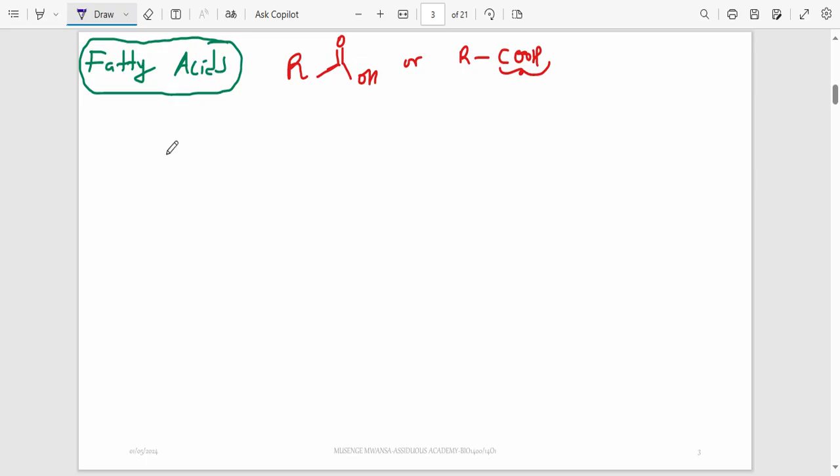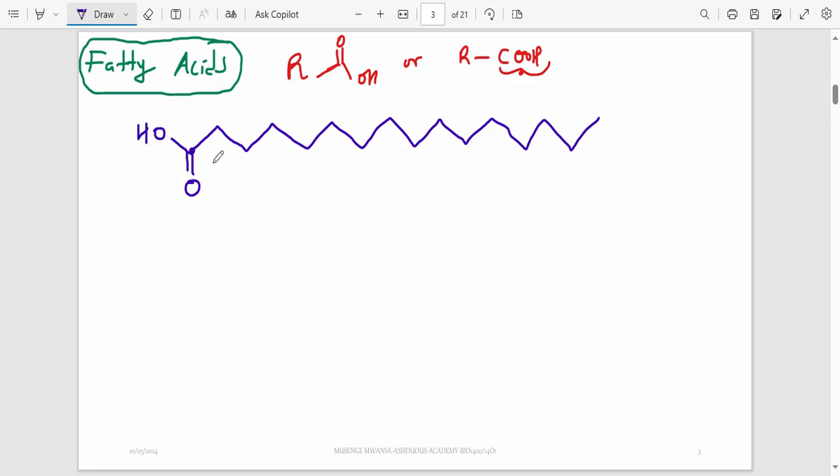Now, fatty acids, you can have them like this. Look at this. I'm writing a carbon chain. This is carbon number 1, 2, 3, 4, 5, 6, 7, 8, 9, 10, 11, 12, 13, 14, 15, 16. So at the end, look at what we have. I can put it at the beginning or at the end. You can see this functional group. This is the carboxylic acid functional group. Let me write another one.